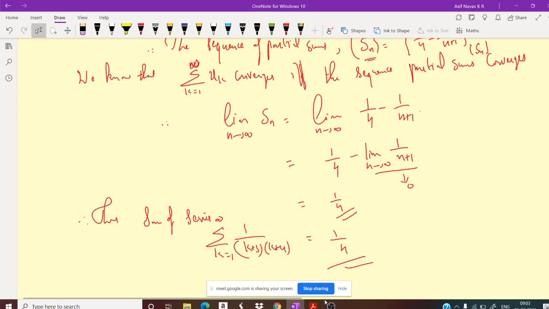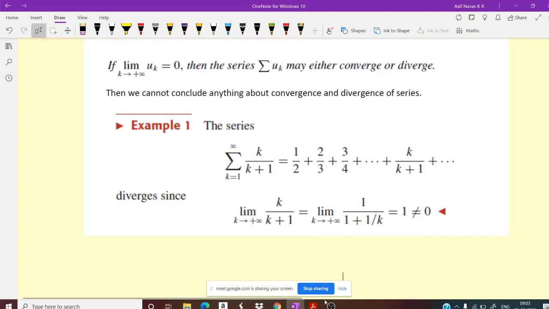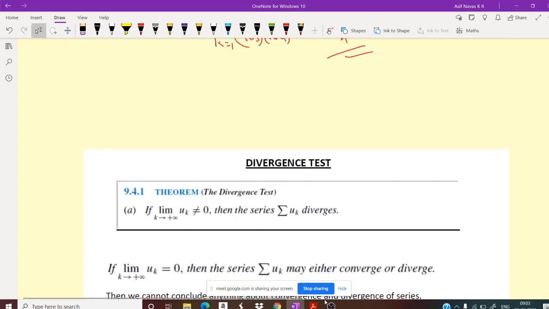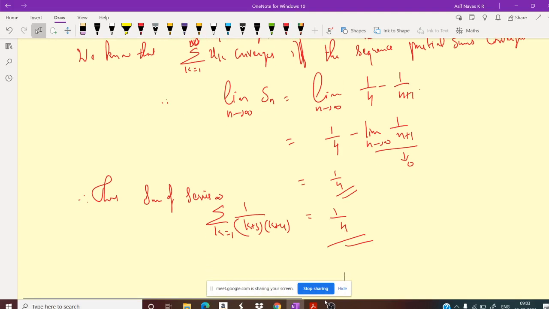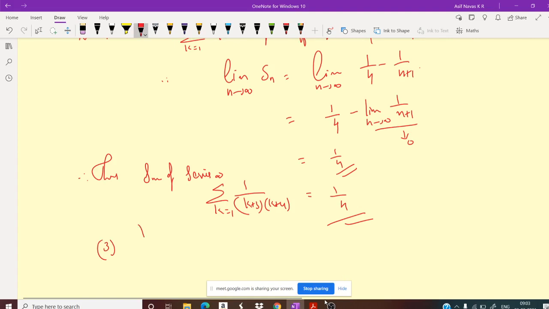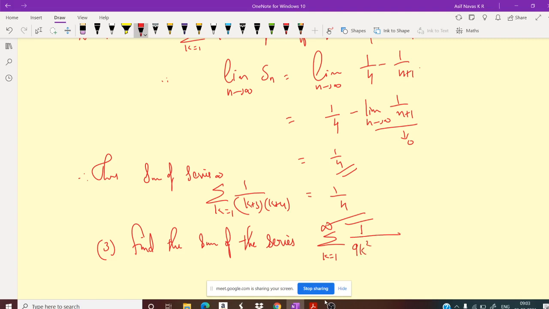and I will give you a question. So you just practice this problem. Find the sum of the series, write down: sigma k equal to 1 to infinity 1 by 9k square plus 3k minus 2. So you find out the sum.